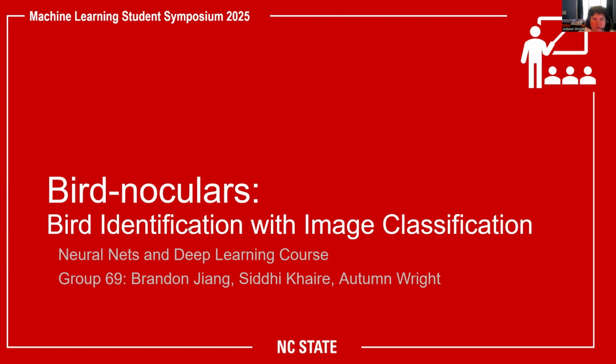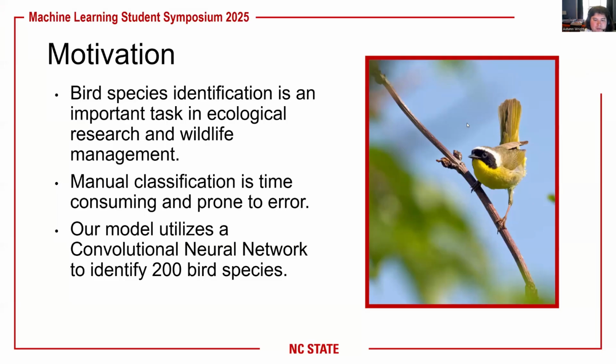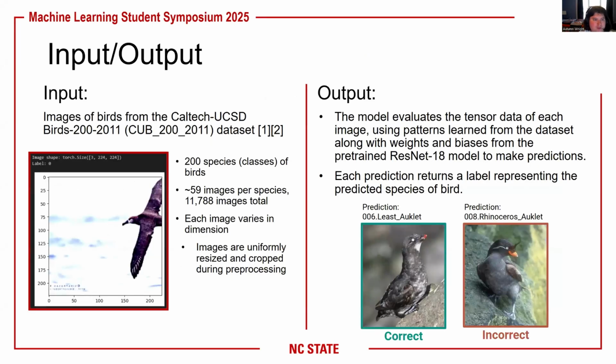Hello, we're Group 69, and this is our project, Bird-noculars, bird identification with image classification. As the title suggests, our project is primarily concerned with bird identification, which is an important task in fields such as ecological research and wildlife management. Classifying birds by eye is tedious and difficult, so we're constructing a convolutional neural network to do this for us.